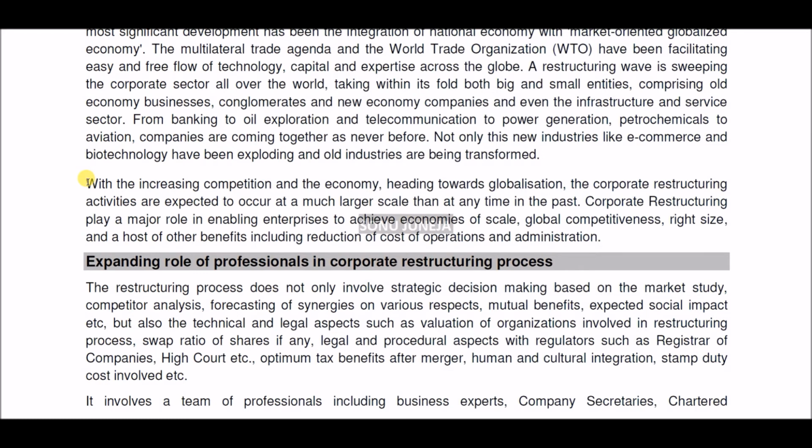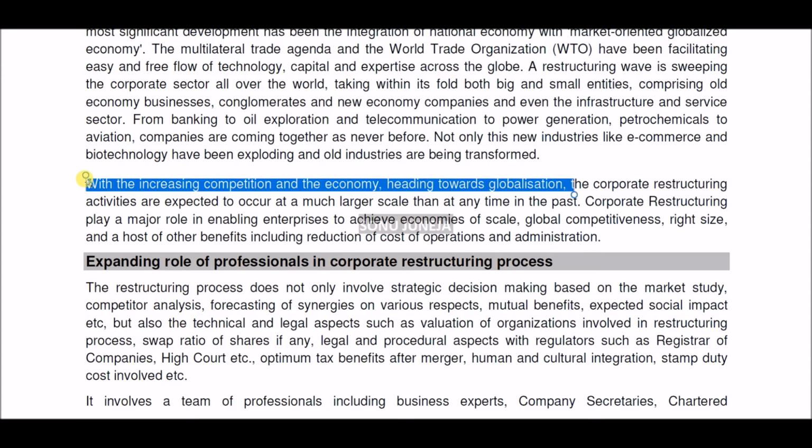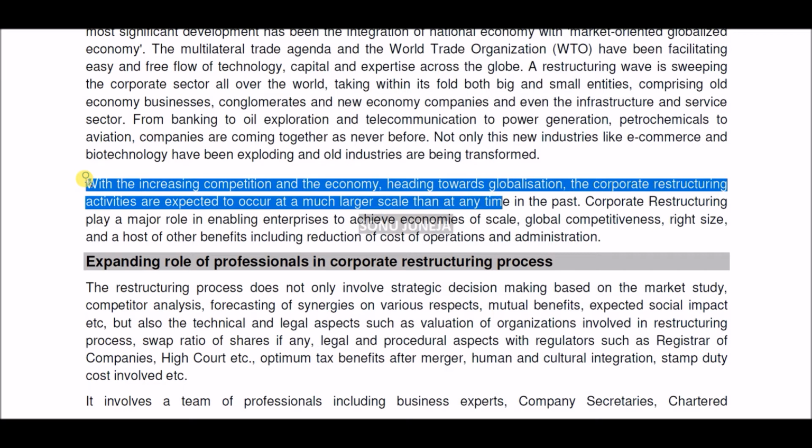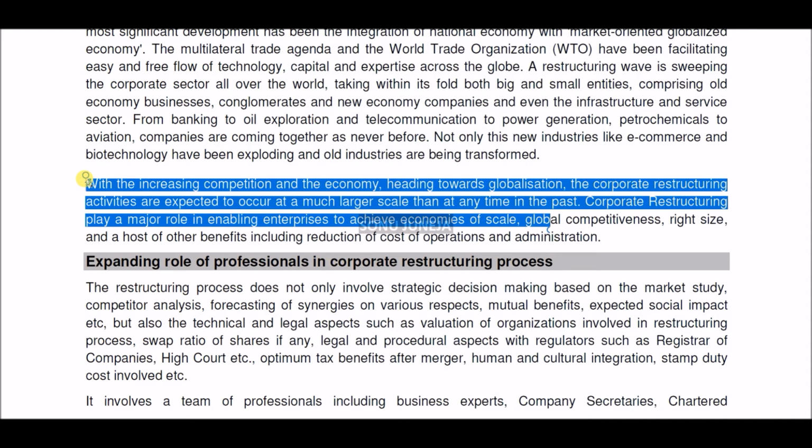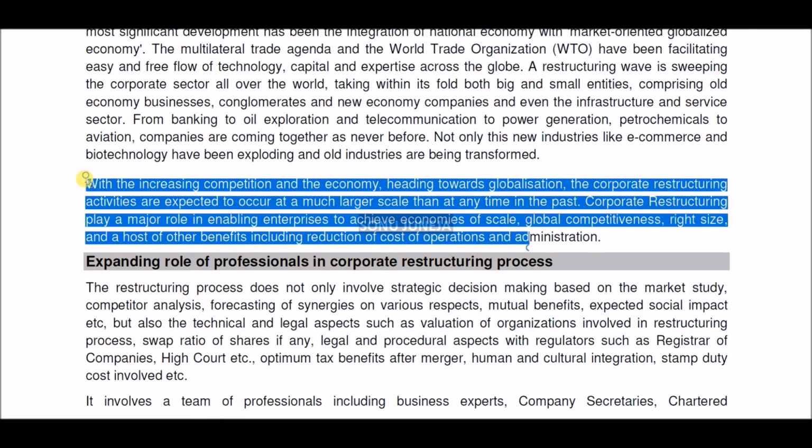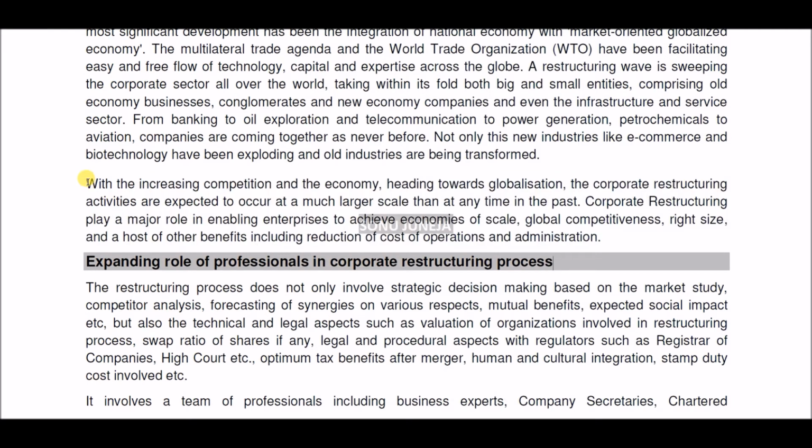Now, with respect to the increasing competition in the economy heading towards globalization, corporate restructuring activities are expected to occur on a much larger scale than at any time in the past, because now the policies have been changed. Corporate restructuring plays a major role in enabling the enterprise to achieve economies of scale, global competitiveness, right size, and a host of other benefits, including reduction of cost of operation and administration. Now, with respect to such restructuring, the expanding role of professionals, here it's all about us.